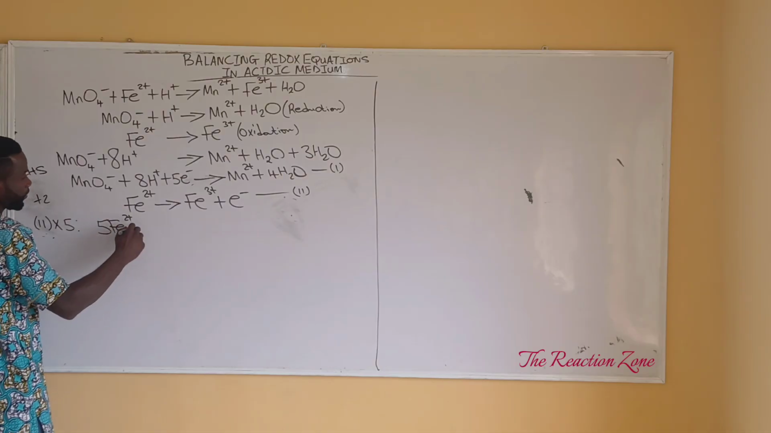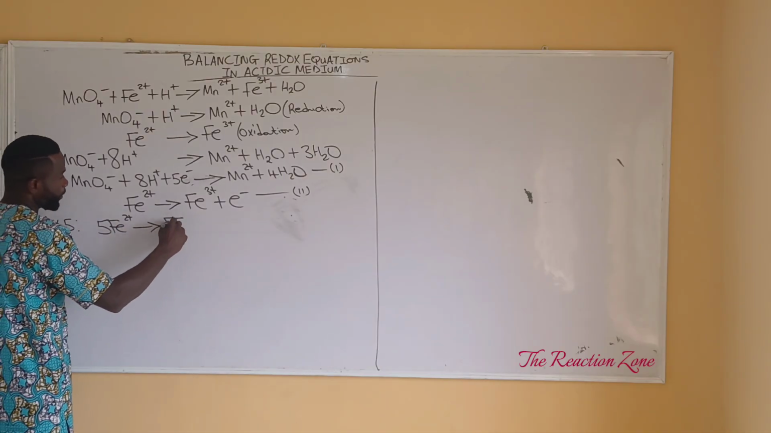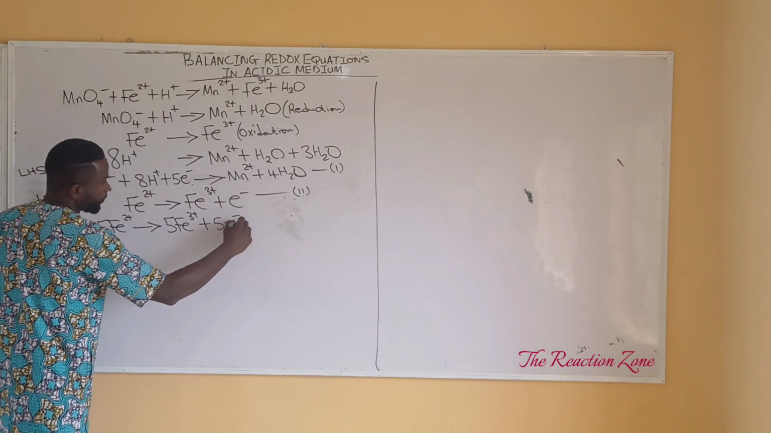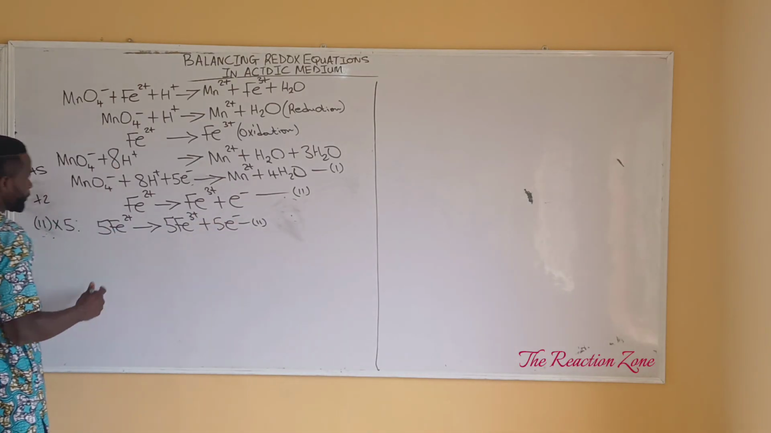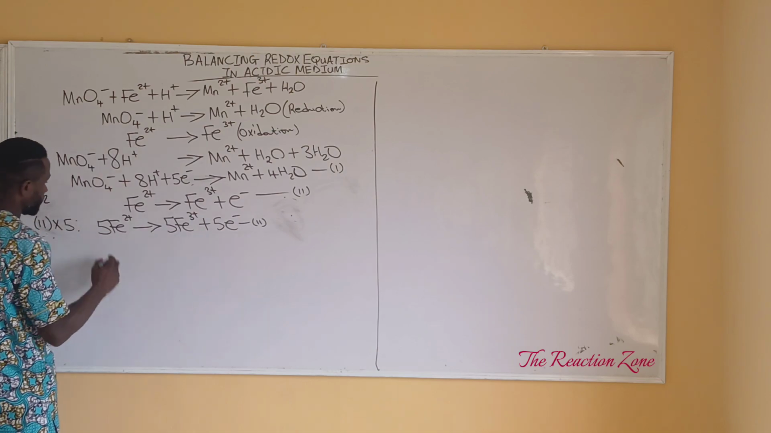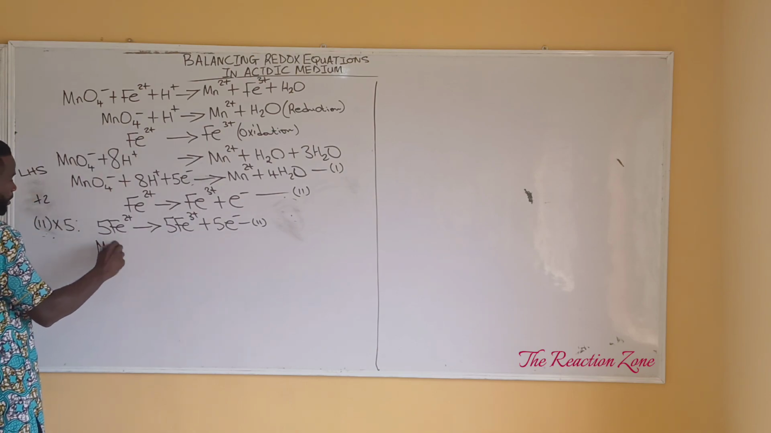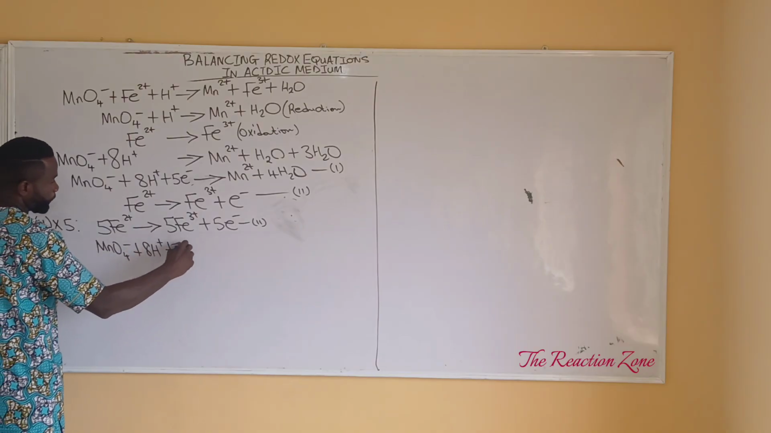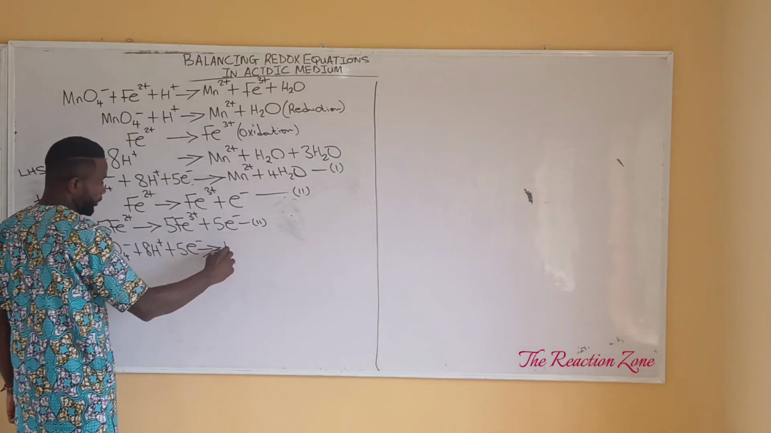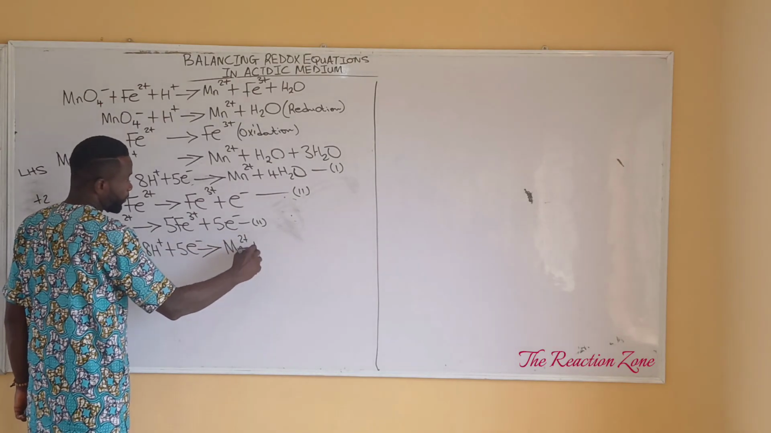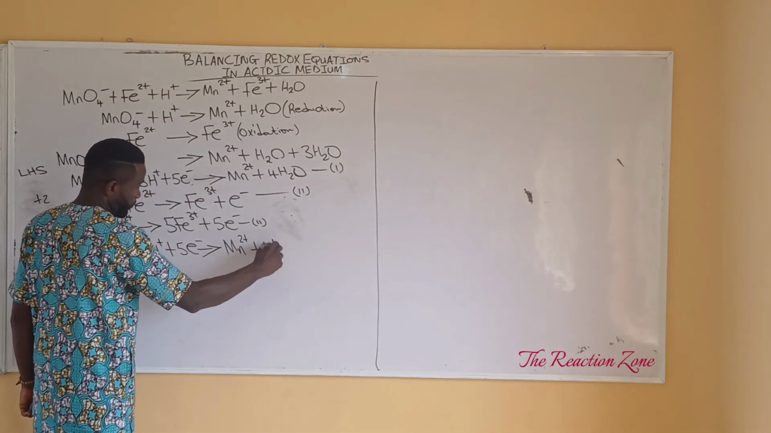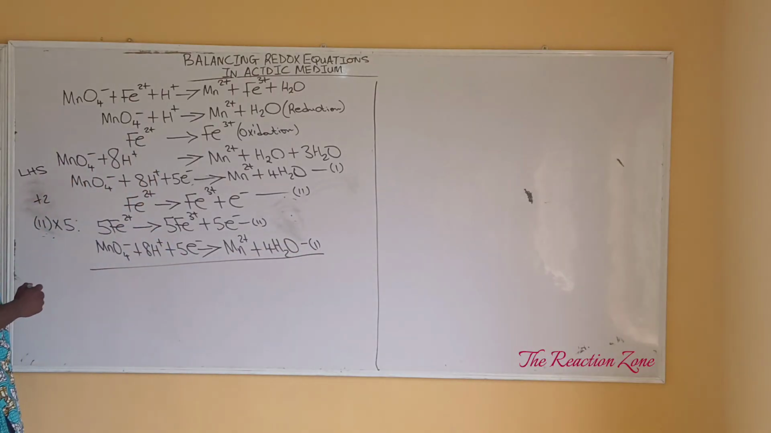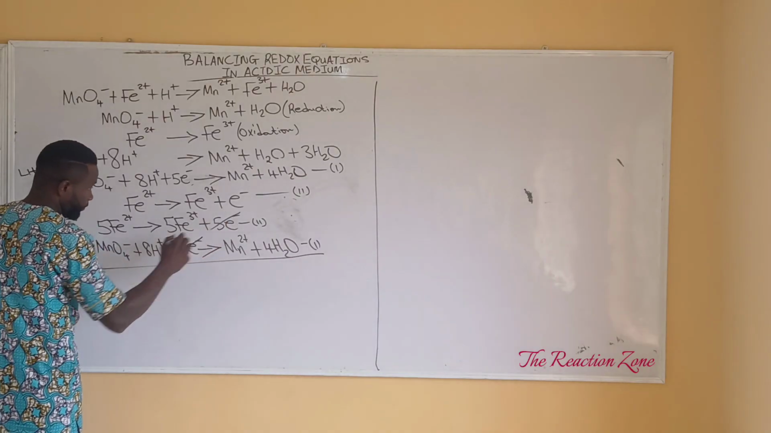5Fe2+ giving 5Fe3+ plus 5e-. So this becomes equation 2. Then I can rewrite equation 1 underneath. And this will become MnO4- plus 8H+ plus 5e- giving Mn2+ plus 4 molecules of water, 4H2O. So at this point, you can cancel out the electrons.